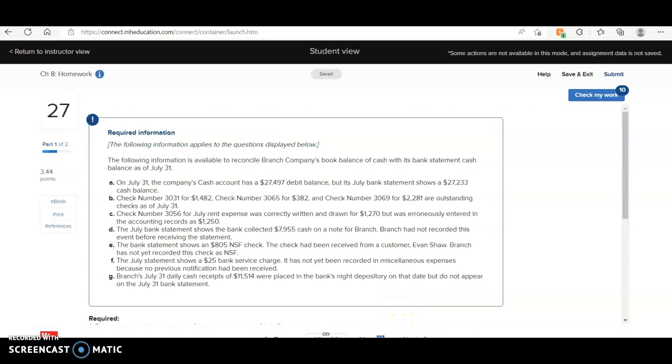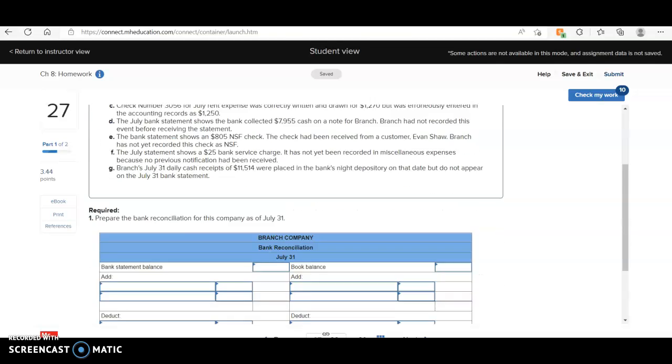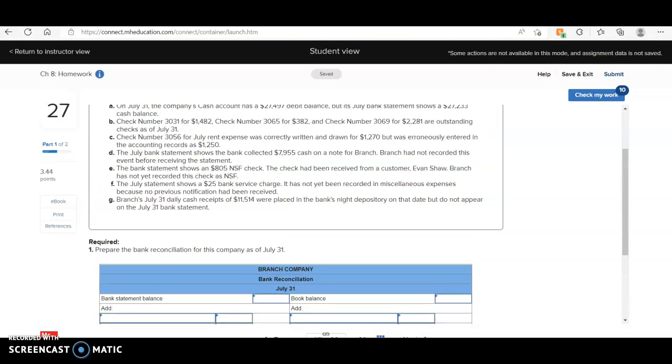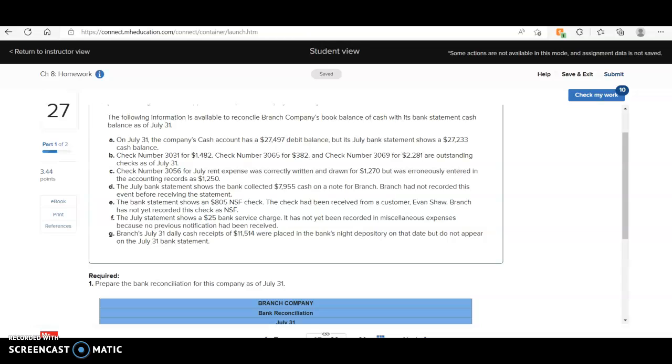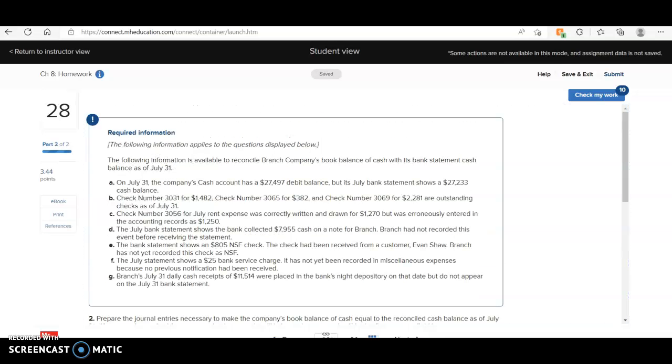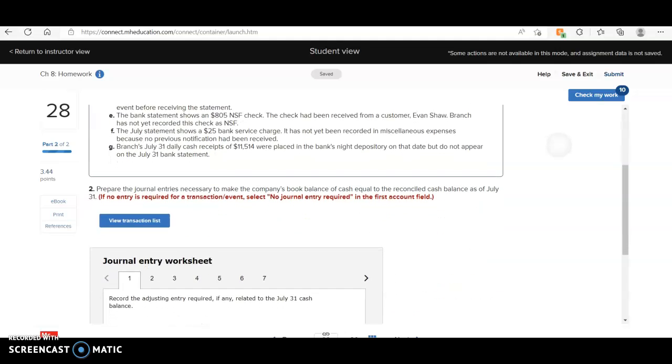Look at number 27. Again, this is going to be another bank reconciliation for a branch company, and it has A through G, so a little more transactions, still the same process. You're going to follow through and do the exact same thing, making sure that you're very comfortable with bank reconciliations when you're finished. This one is going to do the journal entries for it again.